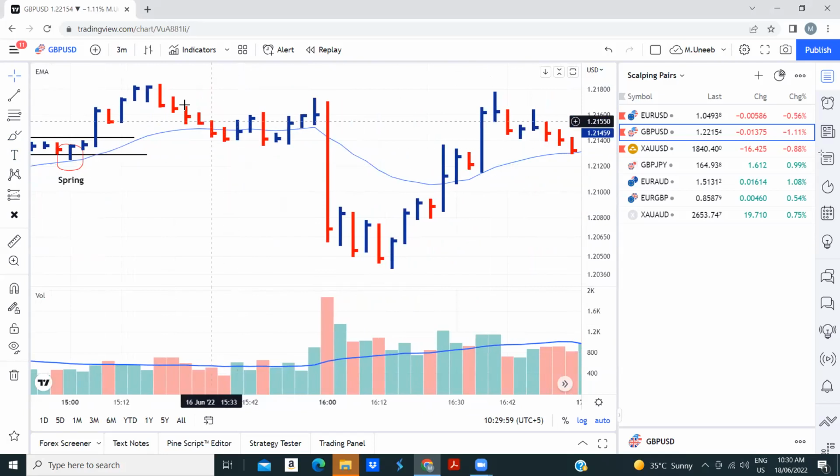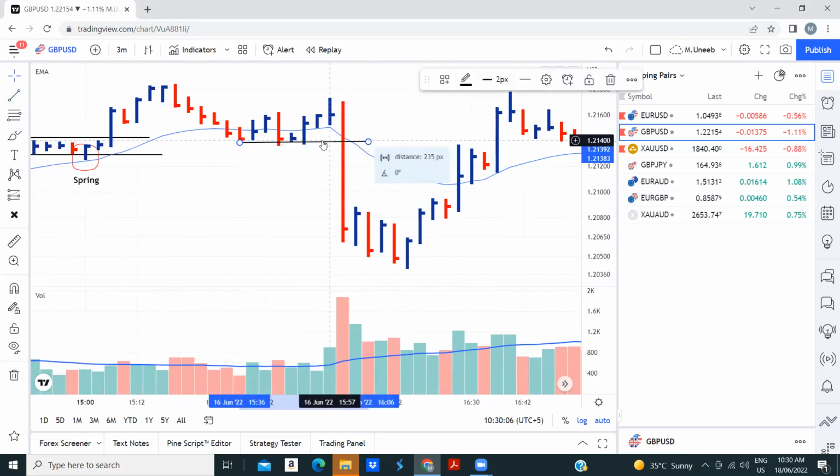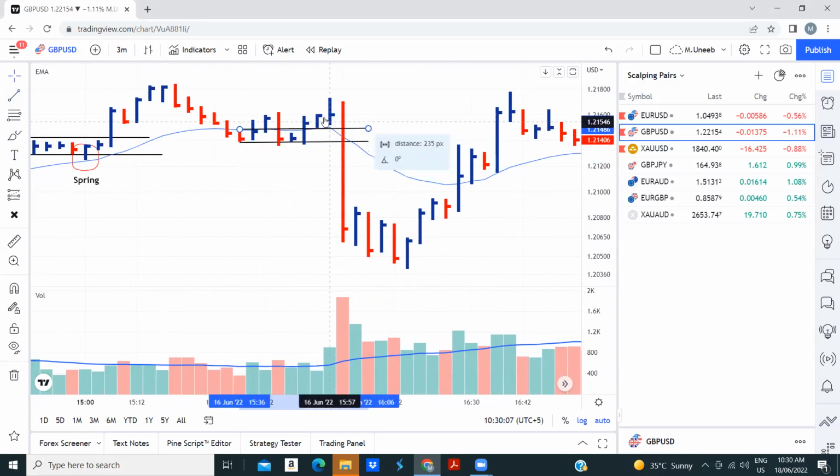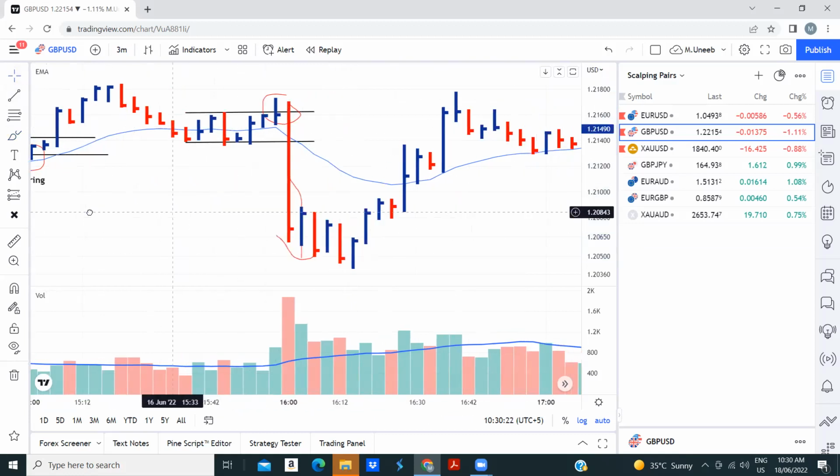Got it? Now here, the price is coming down. And what do we see here? The price is just moving consistently up and down in a range, and then we see an upthrust. This is a shakeout pattern. Price went down, right?